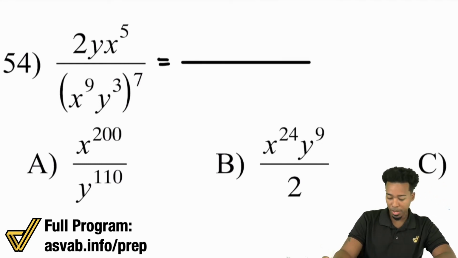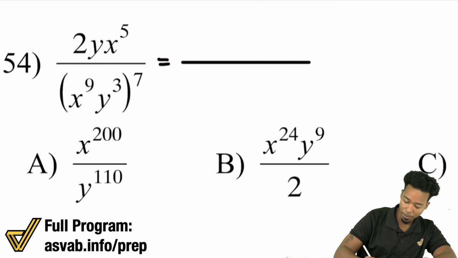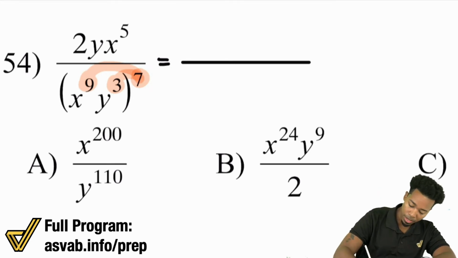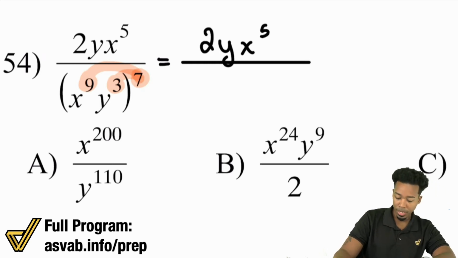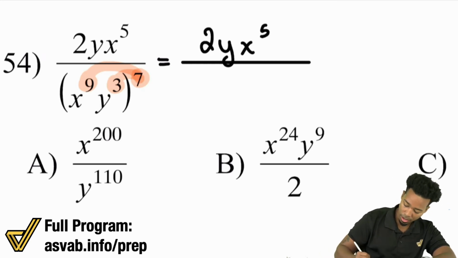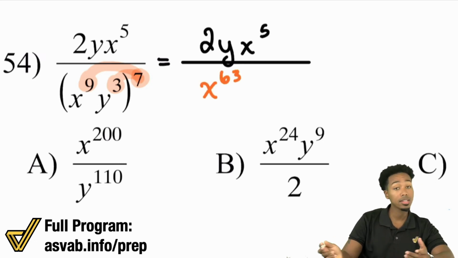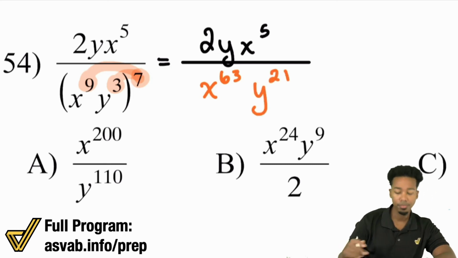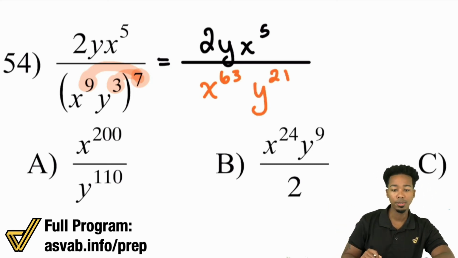What do we have? First off, I'm going to take care of my power of power laws. That 7 is going to distribute to the 9 and the 3. So remember, we multiply those exponents to get that done. So we still have 2yx to the power of 5 up top. In the denominator, we now have here x to the power of 63, because 9 times 7 is 63. And then we have y to the power of 21. 3 times 7, 21. Sweet.